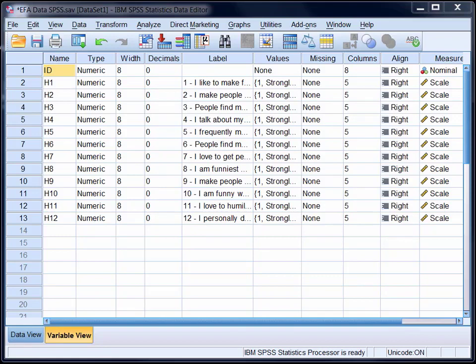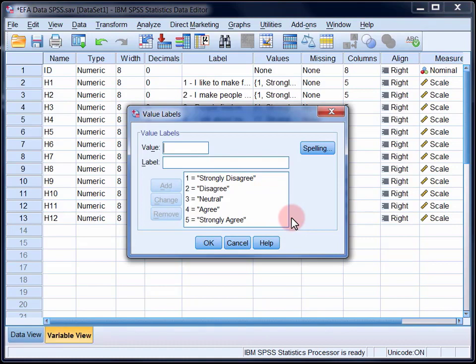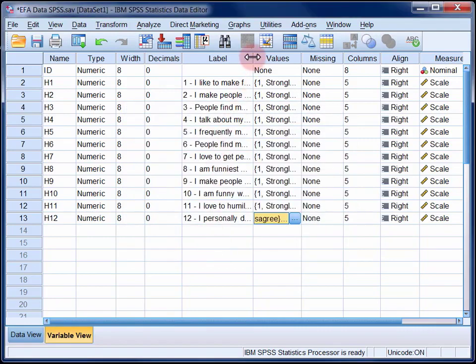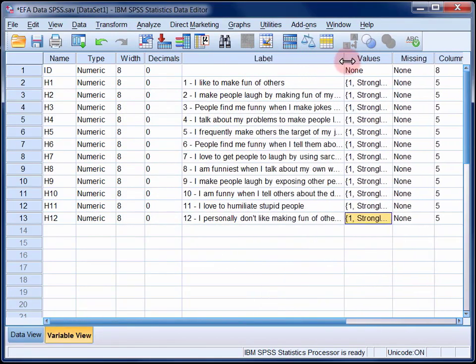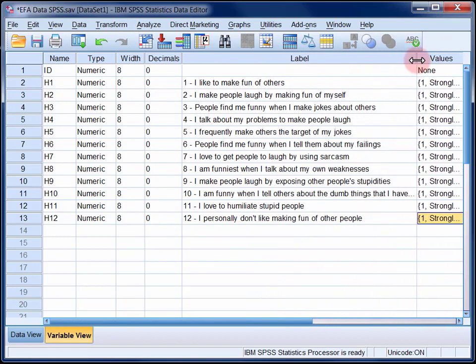So let's get started. We're going to factor analyze a 12-item measure called the humour scale. And I have data from 203 participants who responded to each of these items on a numeric scale ranging from 1 to 5, where 1 indicated strongly disagree and 5 indicated strongly agree. To make interpretation easier, I've included the actual wording of each of the items in the label field for each variable, and I'd recommend that you do the same.